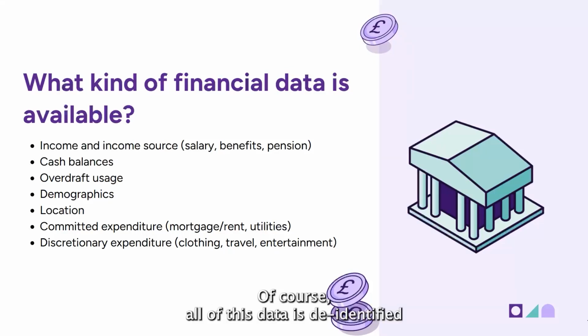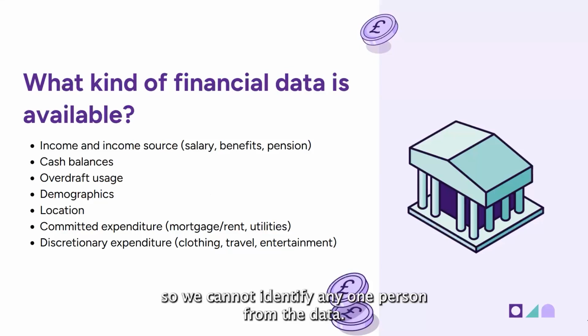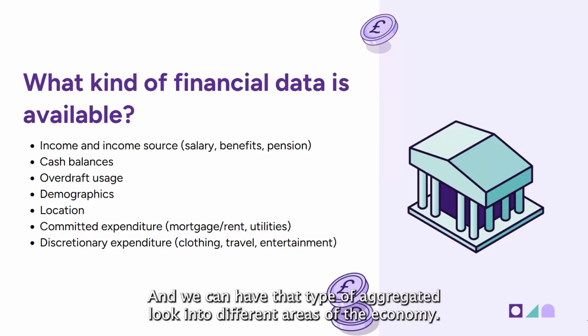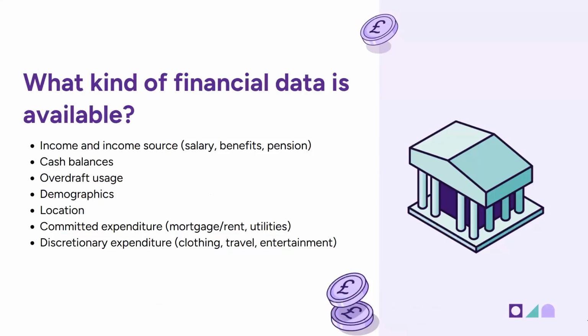Of course, all of this data is de-identified, so we can't identify any one person from the data. We can aggregate data, for example, in locations or in age ranges, and we can have that type of aggregated look into different areas of the economy.